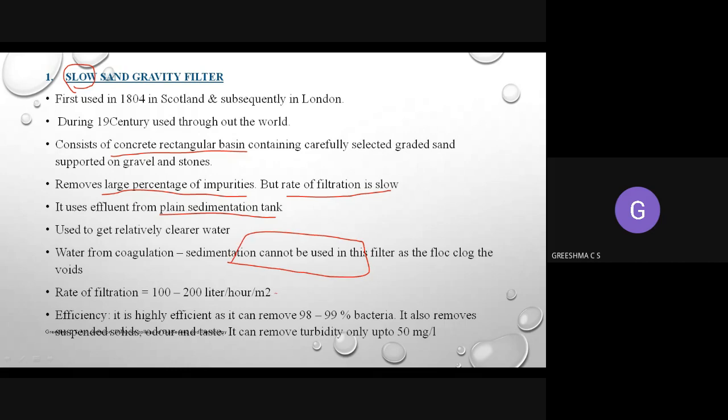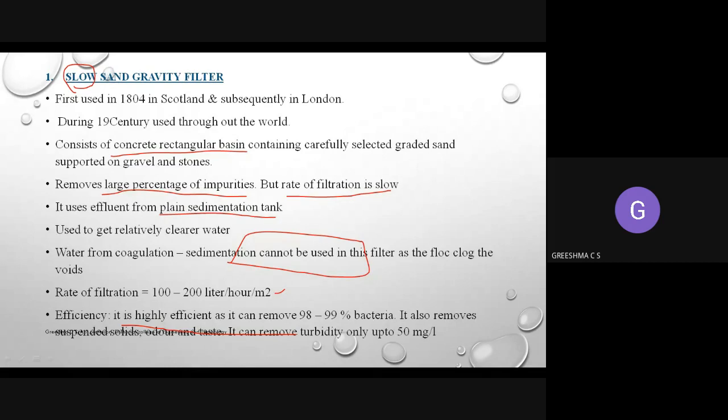The rate of filtration is 100 to 200 liters per hour per meter square. Okay. Now coming to the efficiency, it is highly efficient in removing bacteria. That is one of the advantages of slow sand gravity filters. It removes bacteria up to 98 to 99 percent.